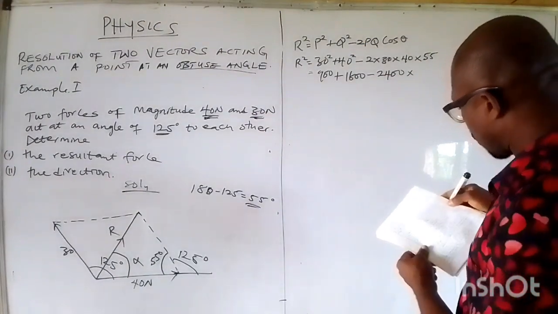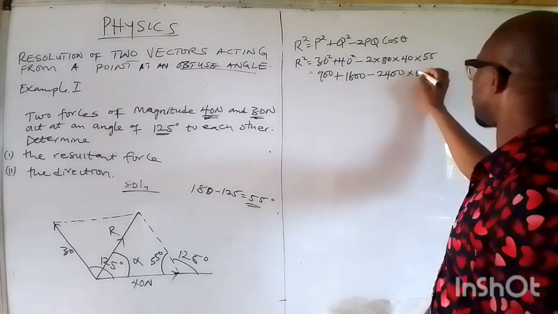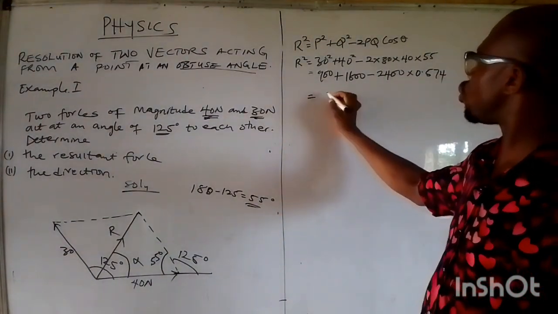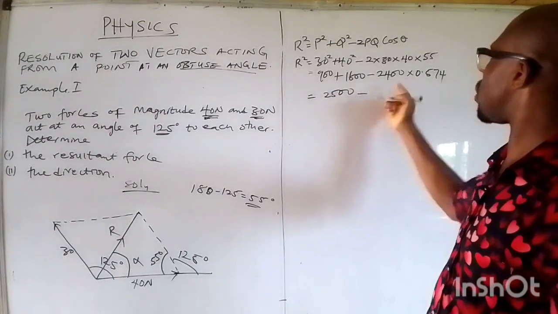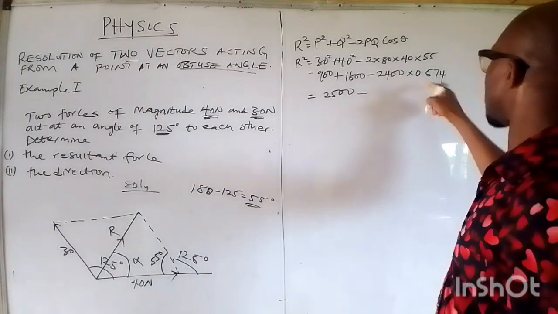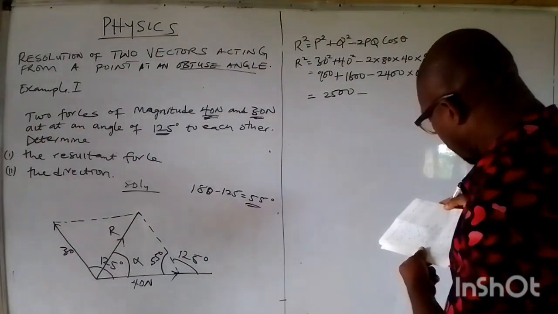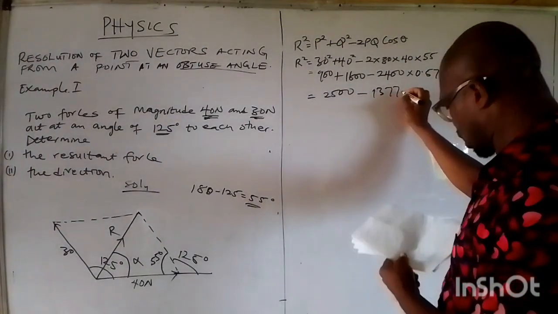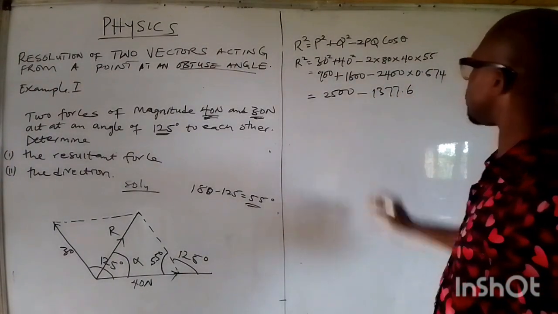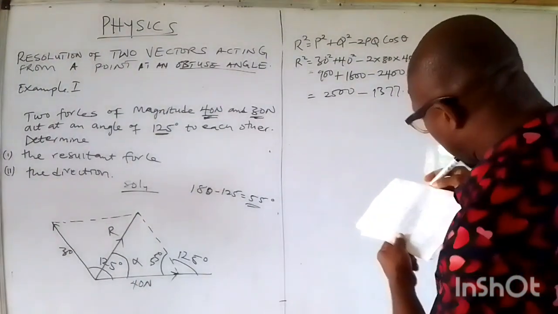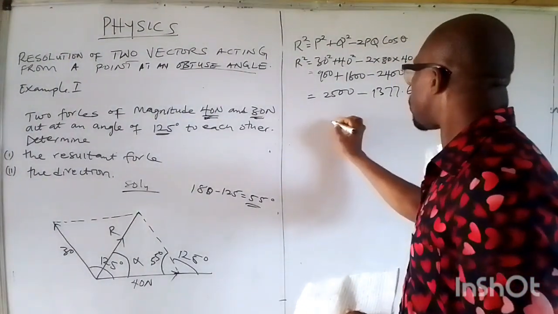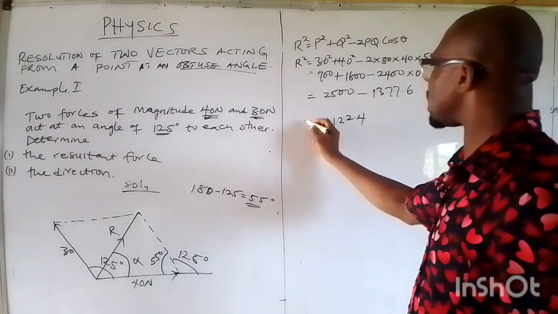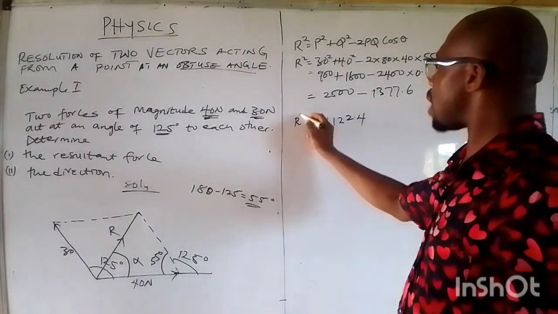Cos 55 by calculation is 0.574. Which will now give us, if we add these two, 2,500 minus 2,400 times 0.574, which will give us 1,377.6. If we subtract this from this, we will have 1,122.4. Remember, this is our R squared.